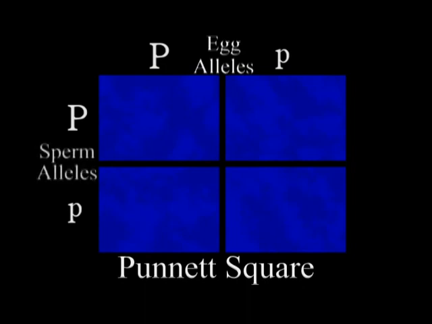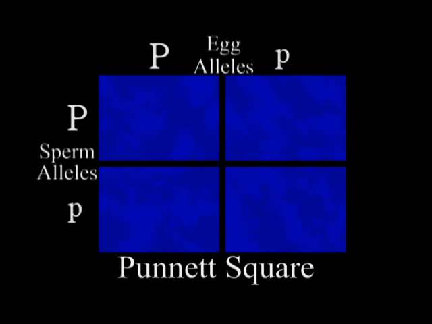On the left-hand side, the two different sperm types are labeled, again using uppercase P for the purple alleles and lowercase p for white. The result is a Punnett square made up of 4 smaller squares. The combination of alleles in each smaller square is determined by taking the egg allele that labels its column and fertilizing it with the sperm allele that labels its row.